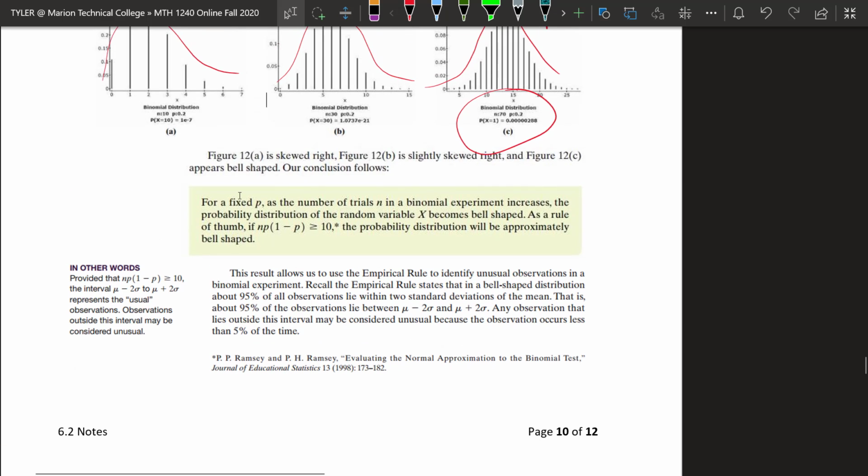So what this phenomenon means is that for a fixed value p, as the number of trials n in a binomial experiment increases, the probability distribution of the random variable capital X becomes bell-shaped, right? As a rule of thumb, if we take n times p times 1 minus p, and that is greater than or equal to 10, then the probability distribution will be approximately bell-shaped.